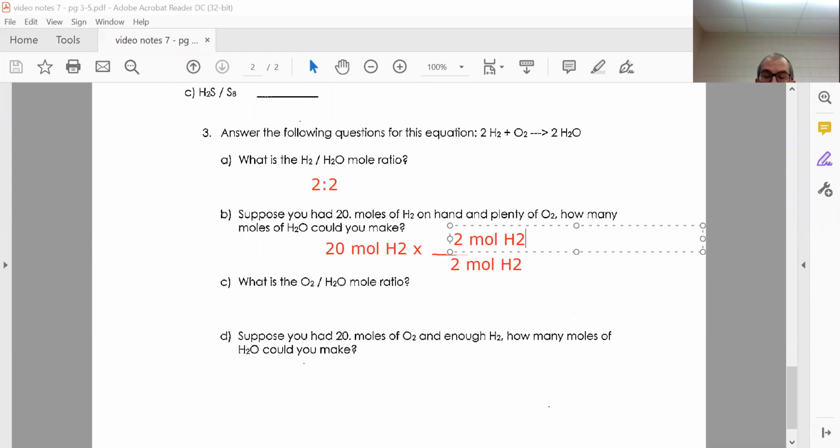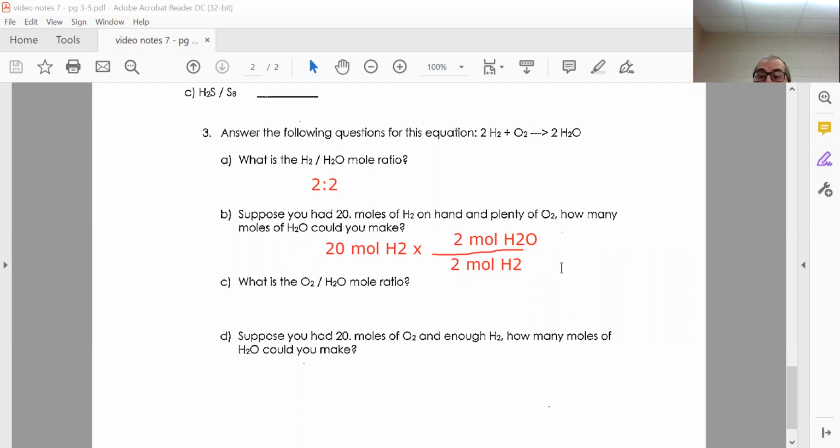Let's try this right here. So you could say, hey, if I have 20 moles of H2, it's the same ratio. It's got to be 20 moles of H2O. You can do that in your head. That's fine. This would be a way to do that through dimensional analysis.